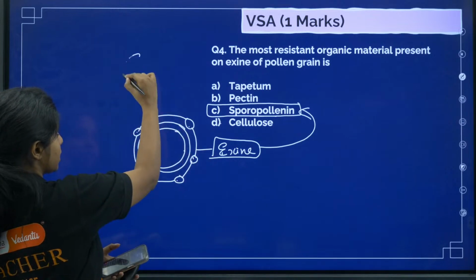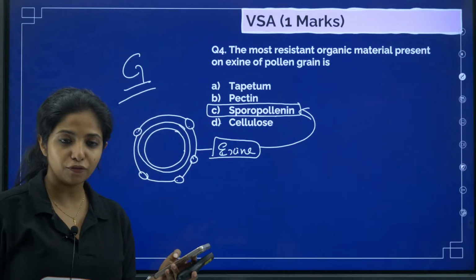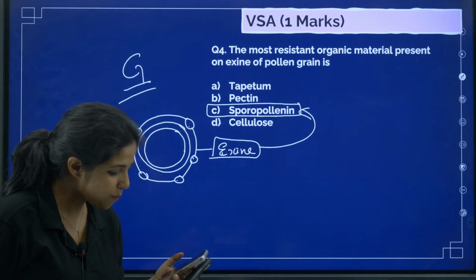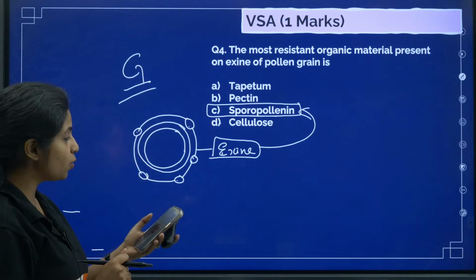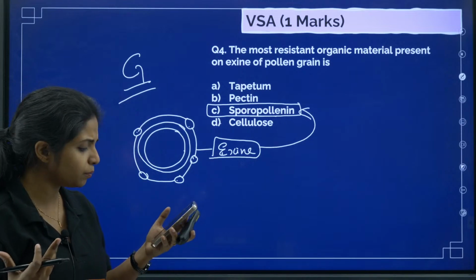The first letter of this starts with G. A clue for you: germ pore. Exactly, Shagufta. This is known as germ pore. And why do you need a germ pore there?